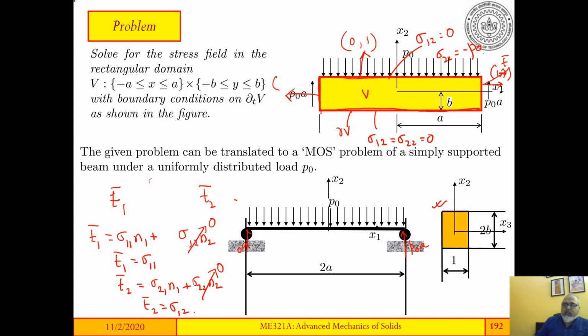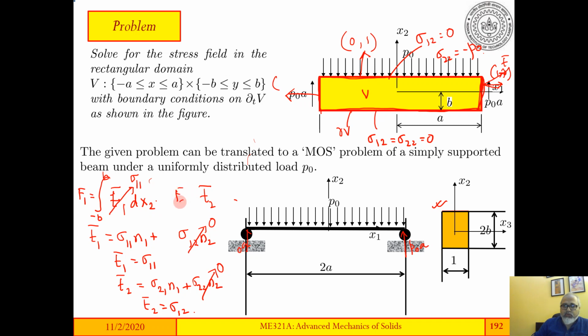Okay. Now try to find the total force on this edge. The total force on this edge, say in the x direction, would be T1 bar multiplied by a small element of area dx2 into 1, remember the depth is 1, integrated from minus b to b. So this would be your F1, the total force in the one direction, and we know that for that edge, T1 is sigma 1,1. So F1 is sigma 1,1 dx2.